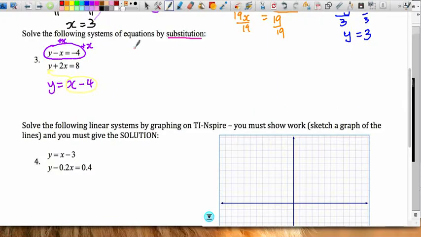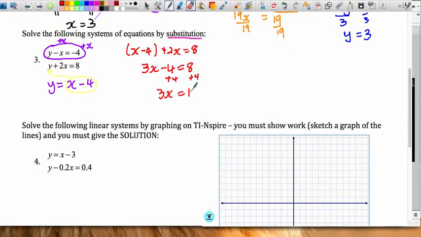And so when I substitute that into the second equation, instead of y plus 2x equals 8, y plus 2x is what I meant to write. I'm going to substitute in the place of this y, I'm going to substitute in x minus 4, and I now have an equation that reads 3x minus 4 equals 8. All I've done is combine those two terms, add 4 to both sides, and we have 3x equal to 12, divide through by 3, and we have our x value of 4.